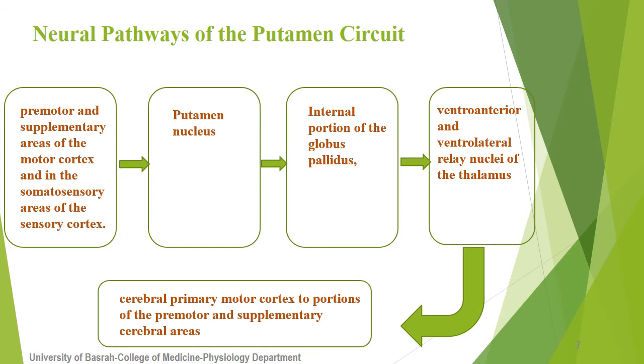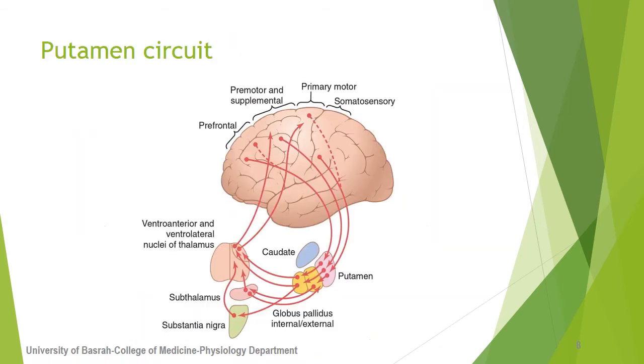So the main part of this circuit is the putamen. It will start in the cortex, then to the putamen, to the globus pallidus, then to the thalamus, and end again in the cerebral cortex. This is the first circuit.